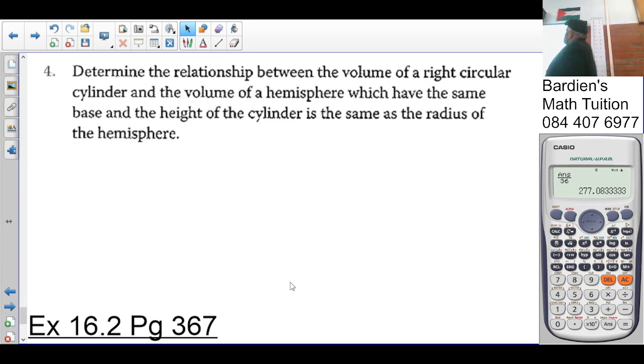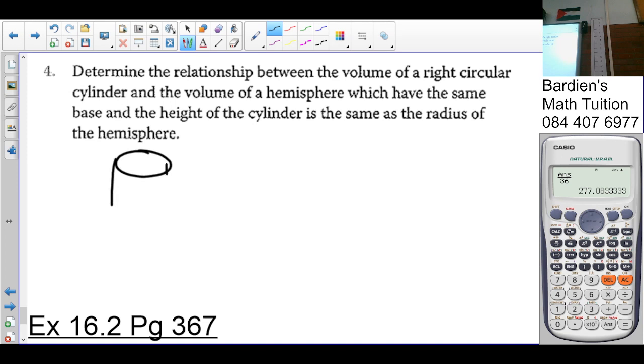The question says determine the relationship between the volume of the right circular cylinder and the volume of a hemisphere which has the same base, and the height of the cylinder is the same as the radius of the hemisphere. So in other words, basically what we have here is a cylinder and a hemisphere. Okay?